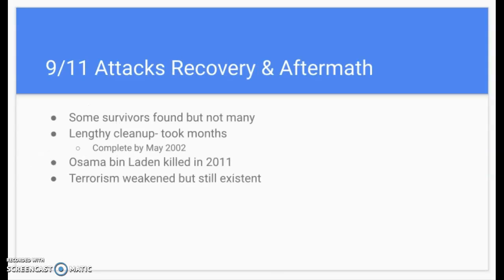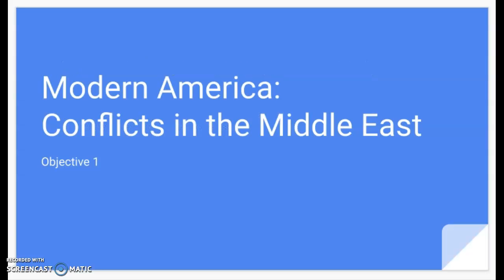Some of the aftermath of the 9/11 attacks was that some survivors were found, but not very many. The cleanup took months. It took about 7 months, and it was completed around May 2002. In 2011, Osama bin Laden is killed under the Barack Obama administration, and currently we still have terrorism. It has weakened, but it's still existent.